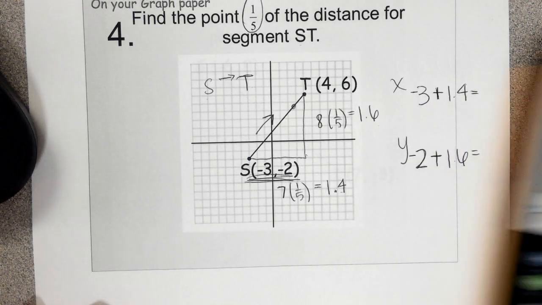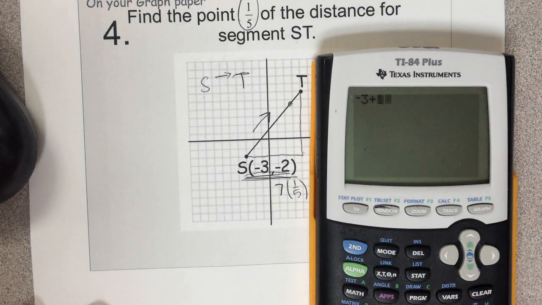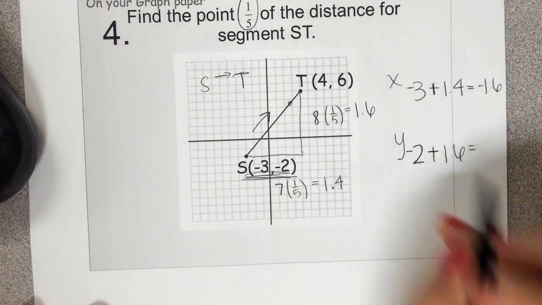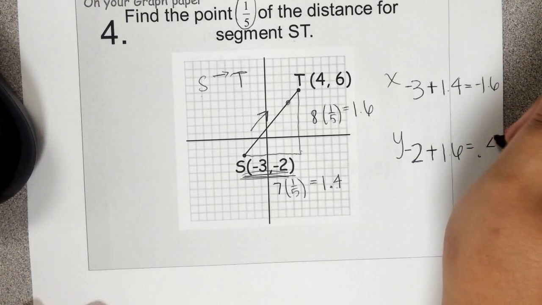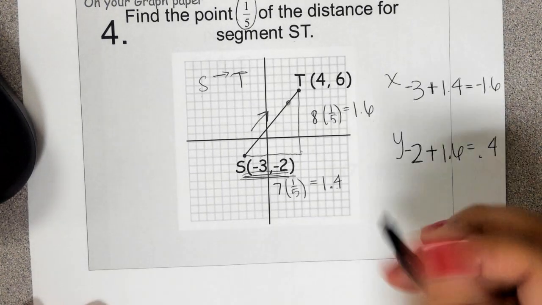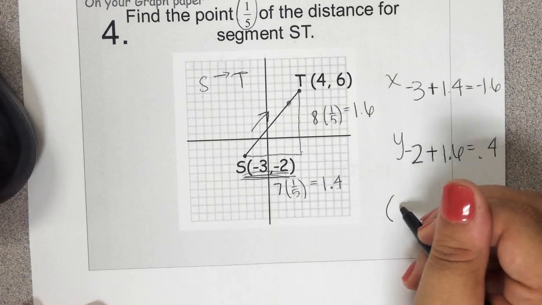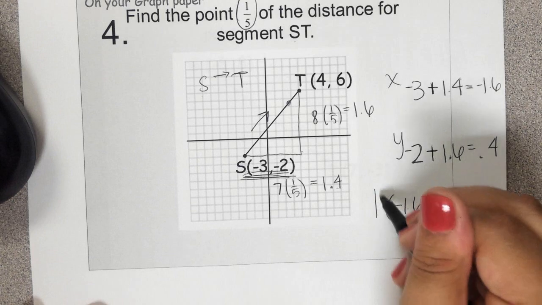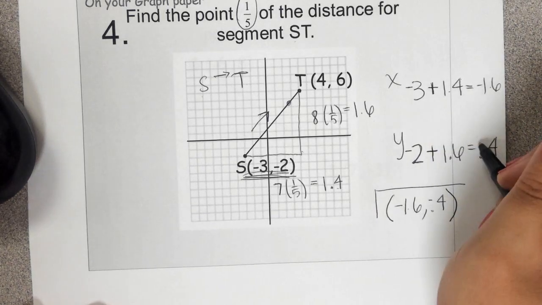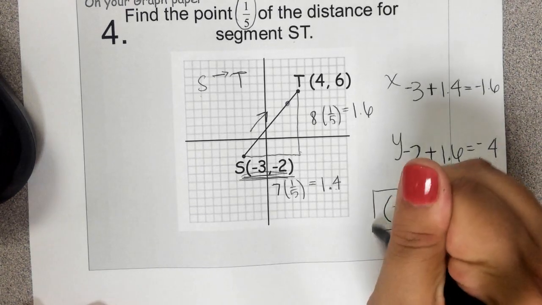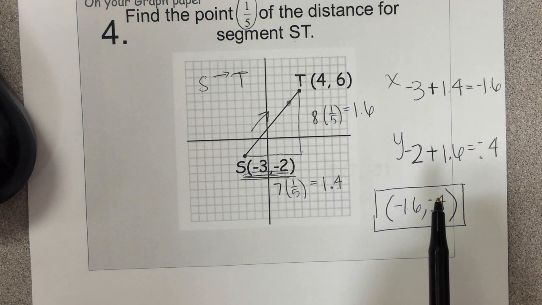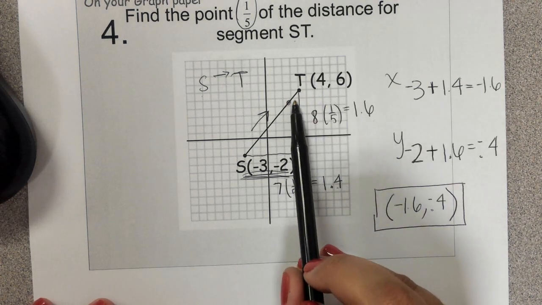Negative 3 plus 1.4 gives me negative 1.6. Negative 2 plus 1.6 gives me 0.4. So where is 1/5 of the distance? It's at negative 1.6, comma 0.4. Oh, sorry, negative 0.4. And does, oh, I did that wrong over there. Does that make sense? No.